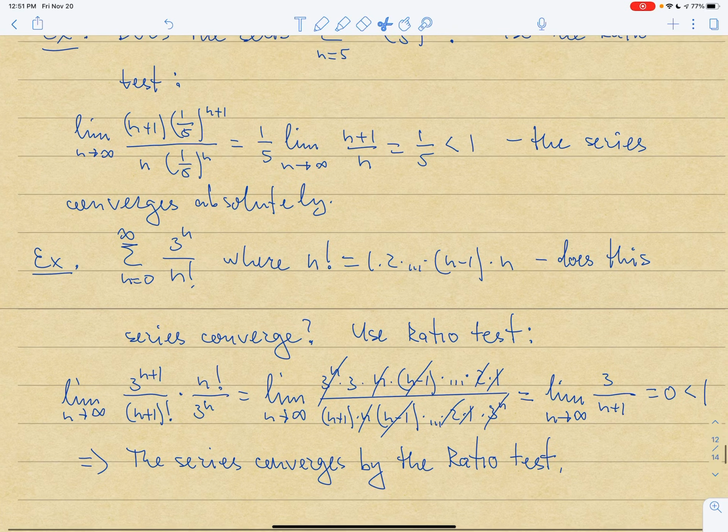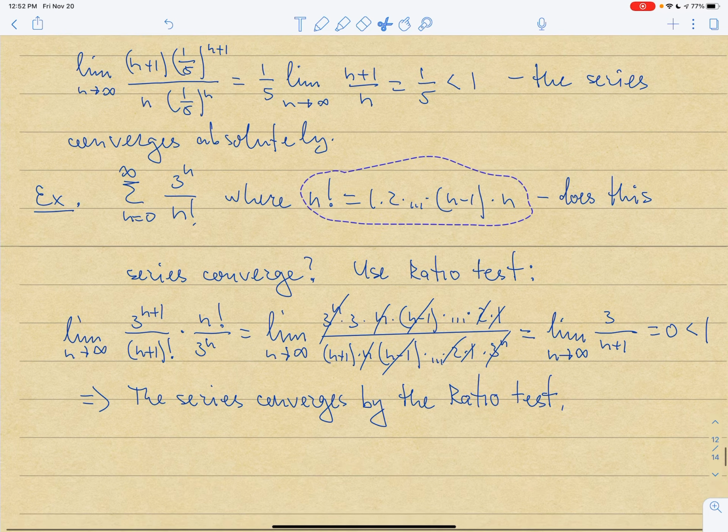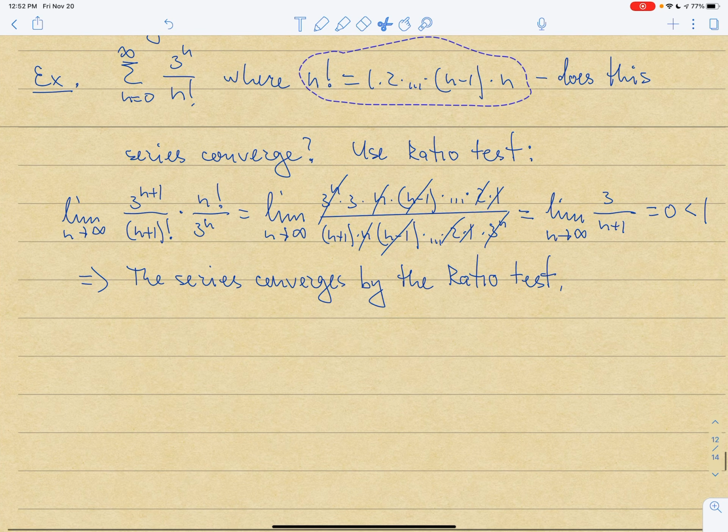And the last example here, you'll have to do many more examples from the corresponding section of a book, is going to be also something which kind of looks like a geometric series, except that now I'm dividing it by n factorial. Just to remind you, n factorial is a product of all integers between 1 and n. And so I'm trying to see if the series converges. And again, I'm going to use the ratio test.